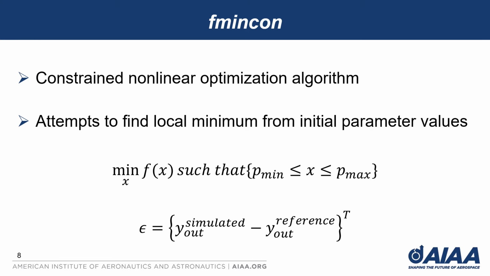The second optimization algorithm we used was a constrained nonlinear optimization algorithm included in MathWorks' Optimization Toolbox, known as fmincon. Fmincon attempts to find the local minimum of a problem specified by the first equation shown here. In this case, the error epsilon is defined as the absolute difference between the measured output and the simulated output calculated at each time step, according to the second equation.